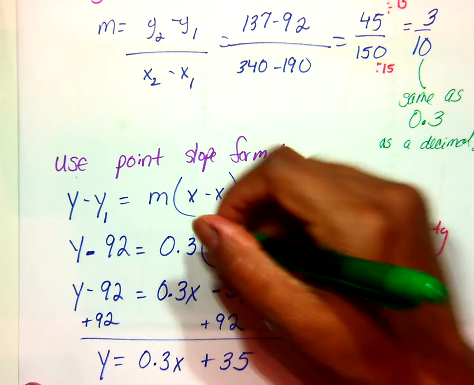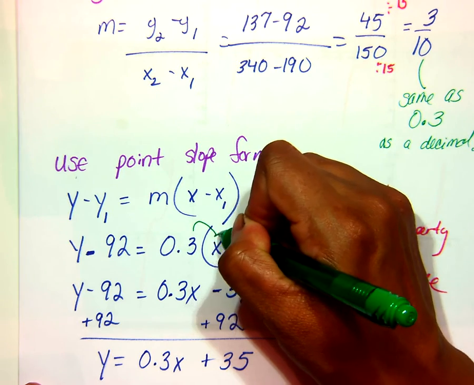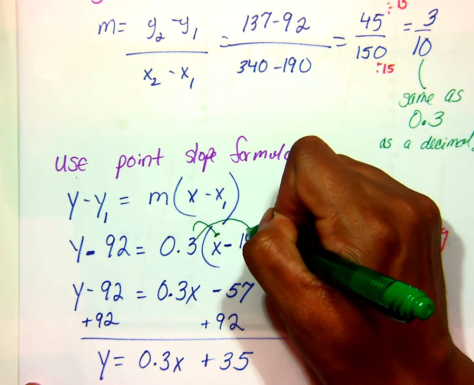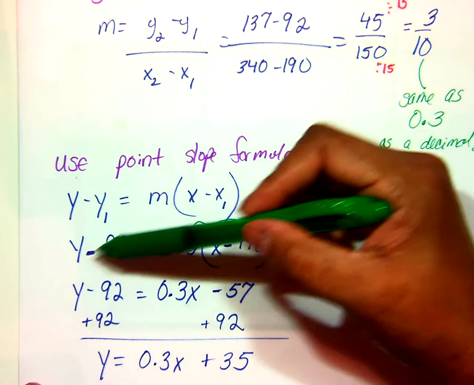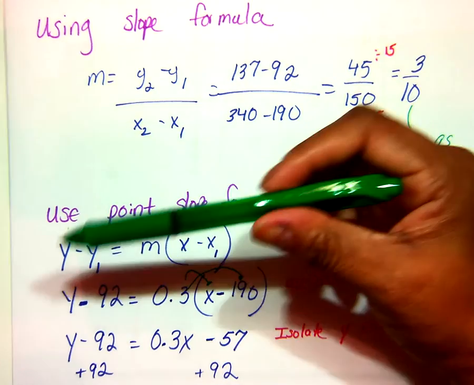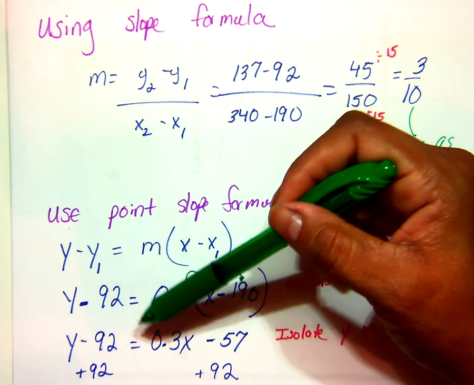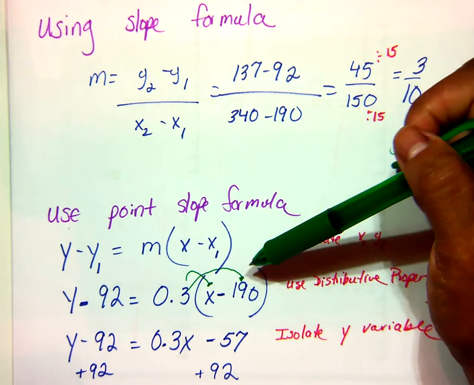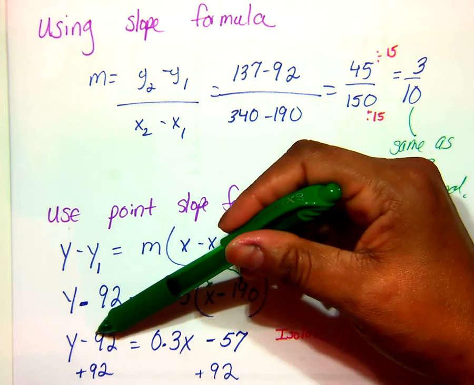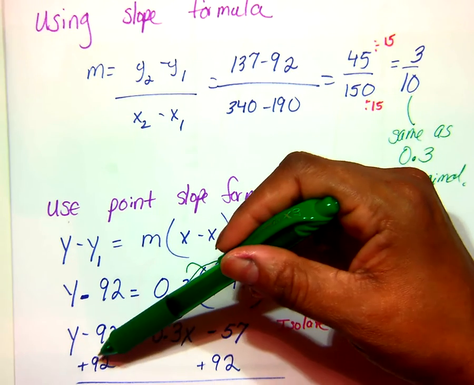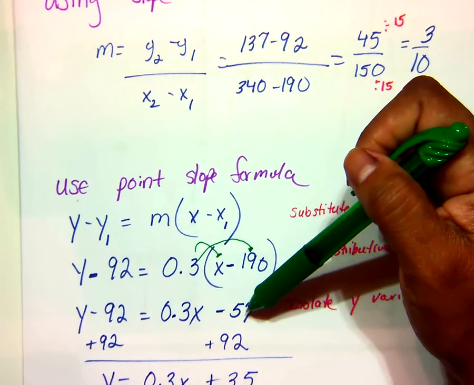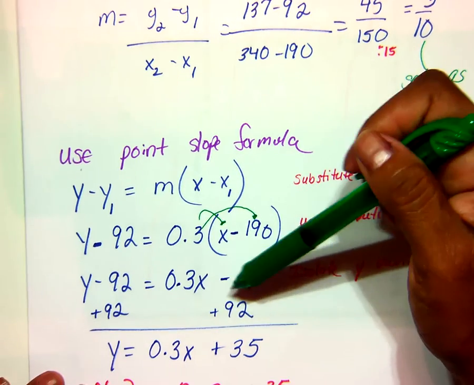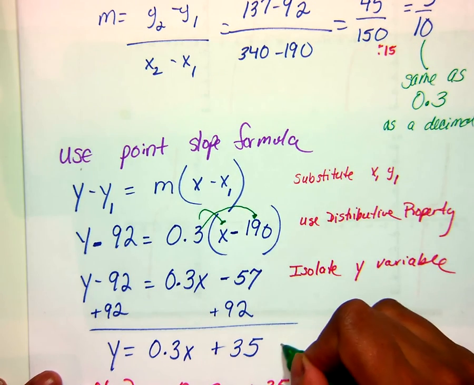Now we're going to use distributive property. So whatever's on the outside, multiply it by what each term is on the inside. So on this line right here, you got y minus 92 equals 0.3x minus 57. Remember that 57 came from 0.3 times 190. We're trying to get the y by itself, so add 92 to both sides. So once we add it to both sides, this is your final answer.